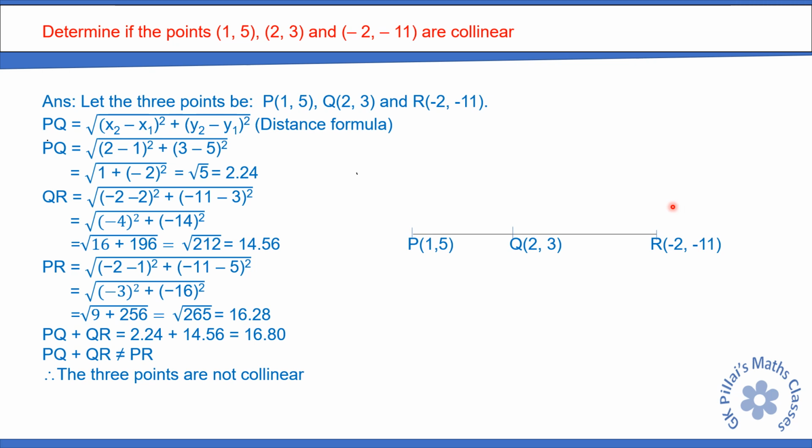Now PR. PR will be under root (minus 2 minus 1) whole squared plus (minus 11 minus 5) whole squared here. That will be (minus 3) whole squared plus (minus 16) whole squared. 9 plus 256, 265, square root, 16.28. Now you can see PQ plus QR is equal to 16.80. So we can see PQ plus QR is not equal to PR. Therefore, the 3 points are not collinear.